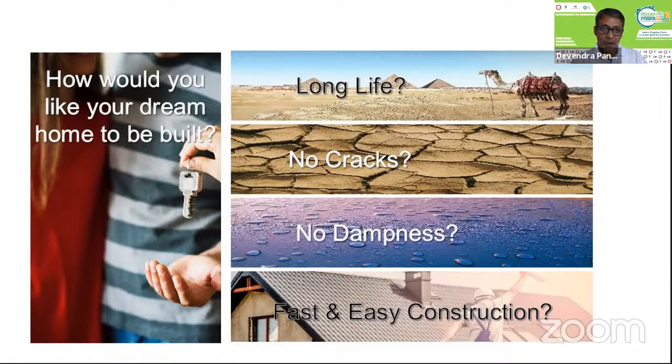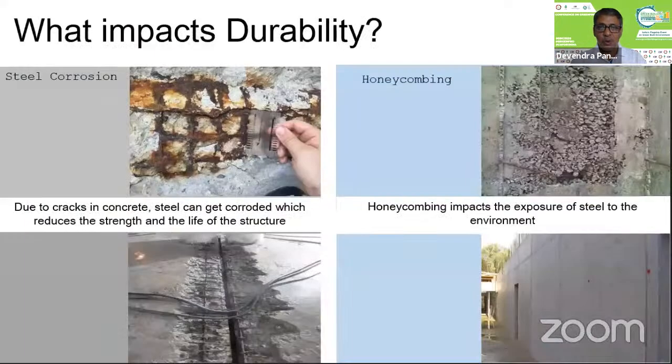What are the primary problems? The primary problems in concrete are cracking. If concrete cracks, it also causes water penetration, as we saw in the previous variety of concrete. Also, every constructor wants to construct fast and easy. So how does durability of concrete get affected?